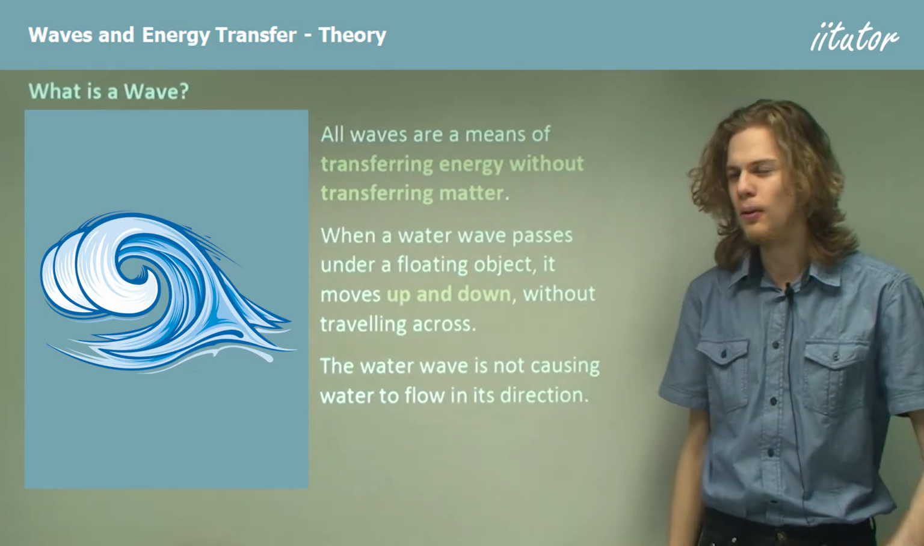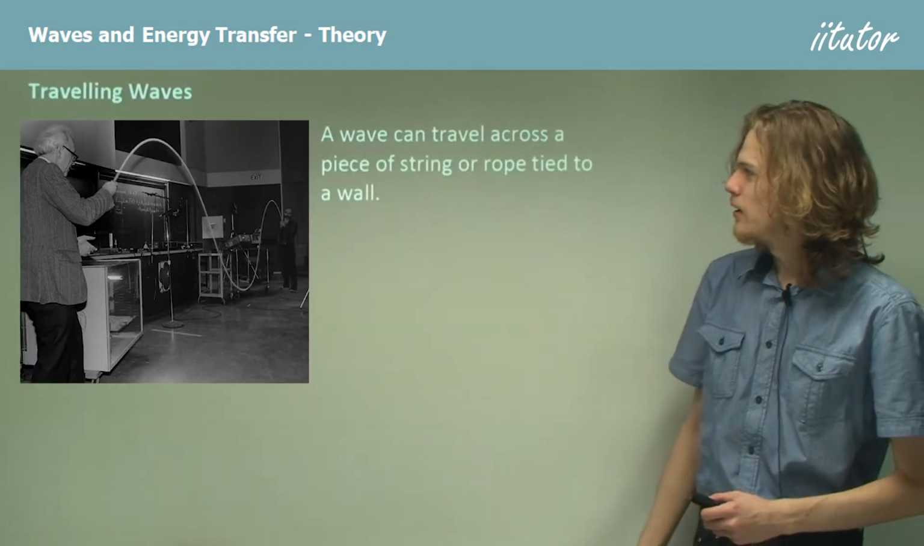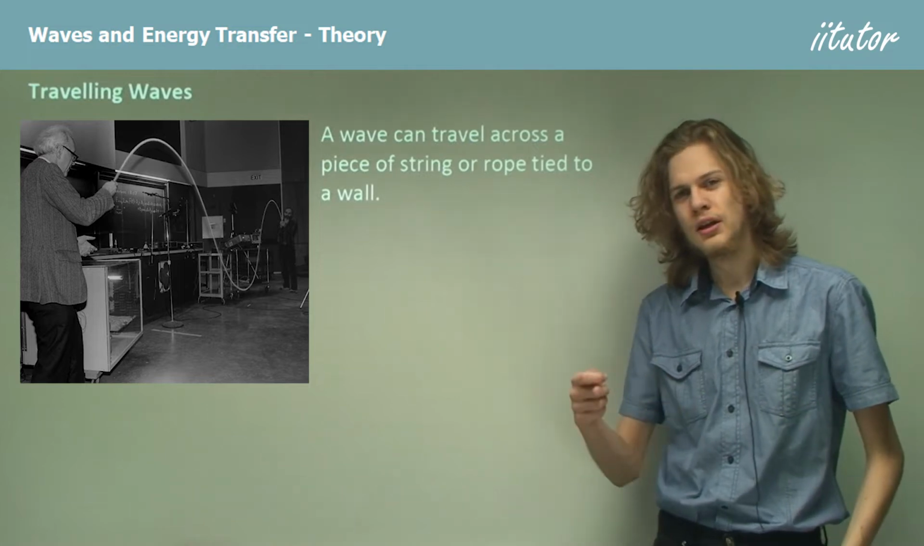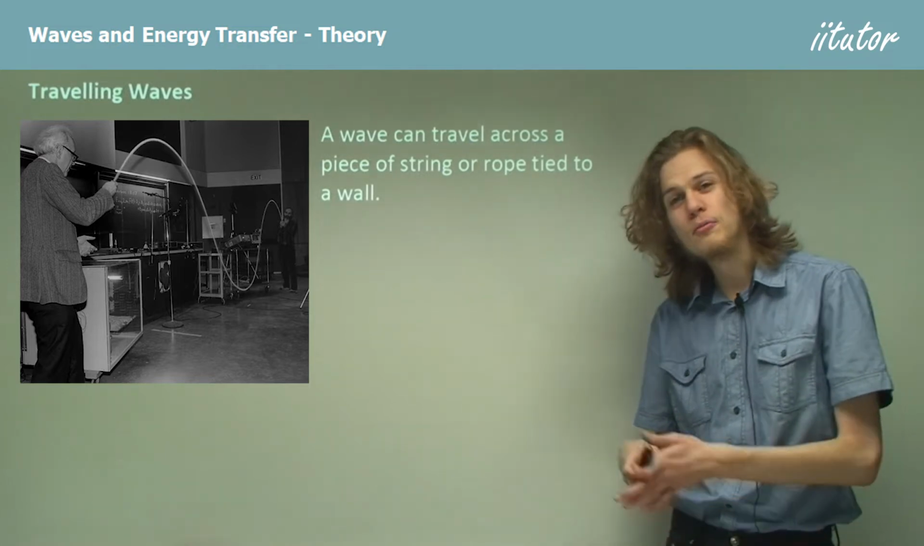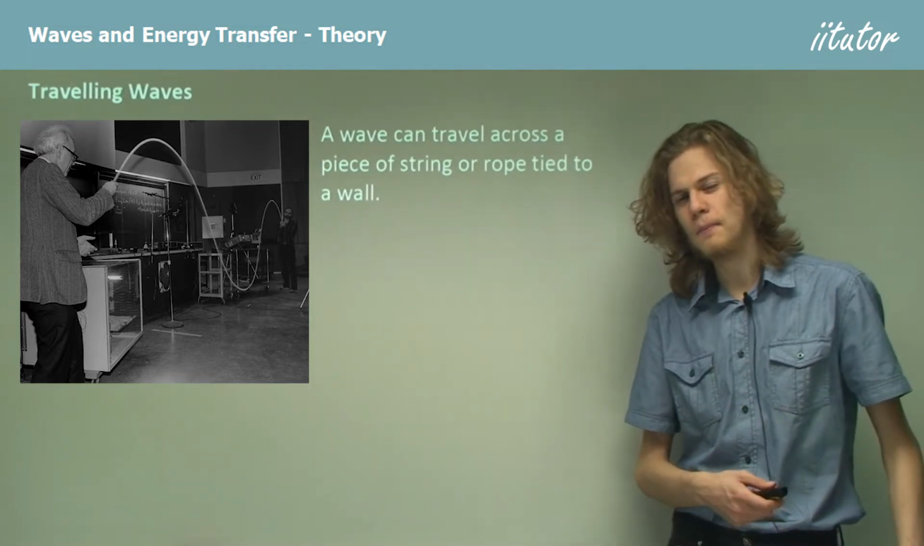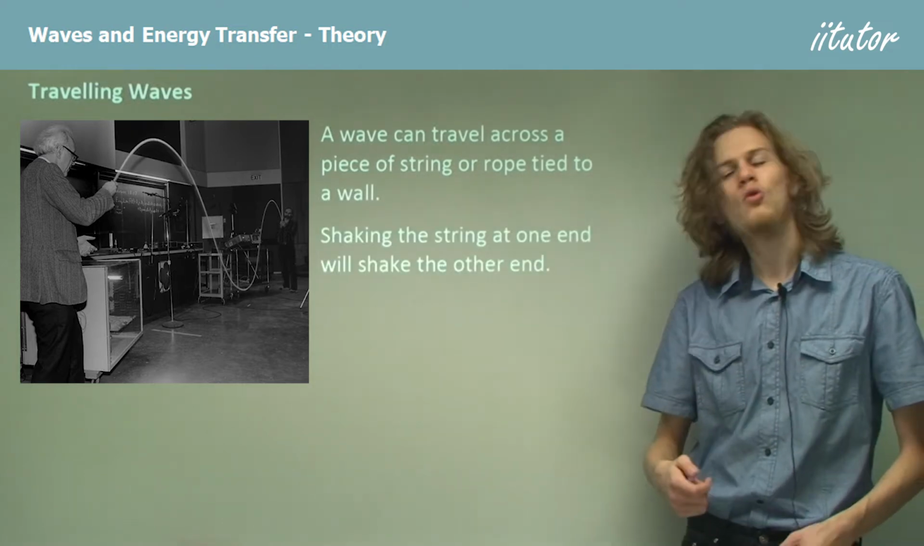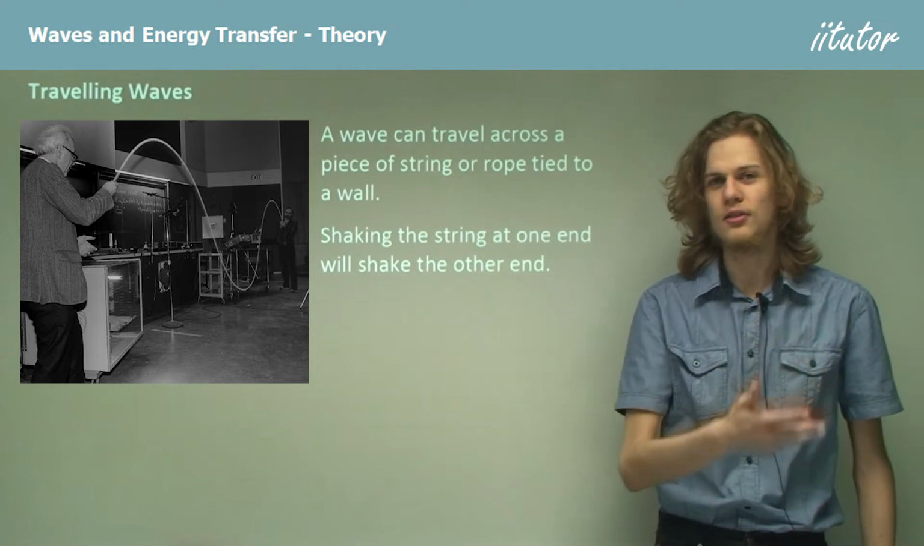Let's look at another example. If we look at a piece of string or a rope tied to a wall, then we can sort of flick one end to make a pulse travel down the string. So shaking the string at one end will cause the string at the other end to also shake in the same direction.